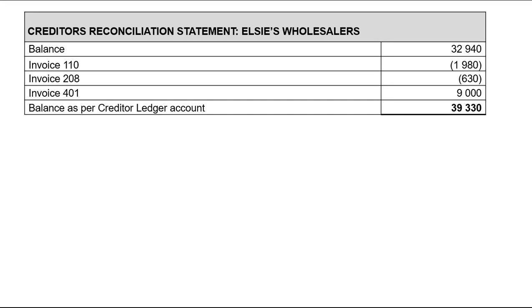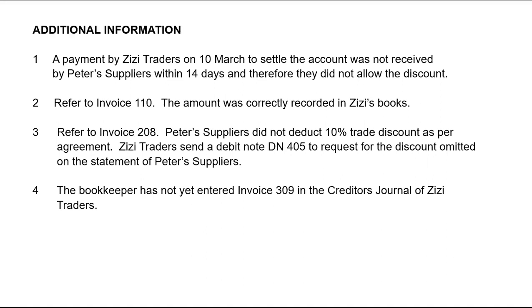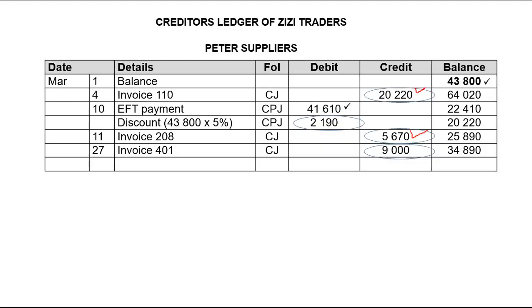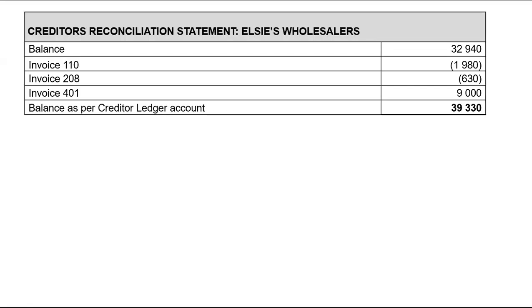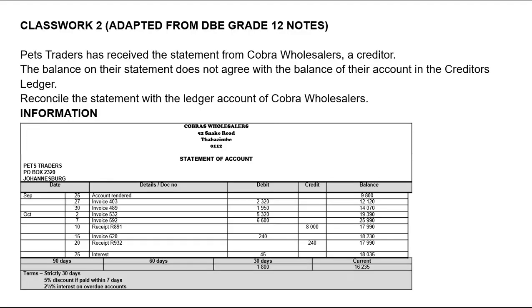I mean, with invoice 110, I don't remember what happened with invoice 110. Let me just go back and check again. So we recorded invoice 110 at the correct amount, which was 20,220, and they recorded it, I think, at 22,200. So basically, we need to reduce what they think we owe them. That's why we put that 1,980 in brackets, which will give us the same balance in essence. Okay, that's it.